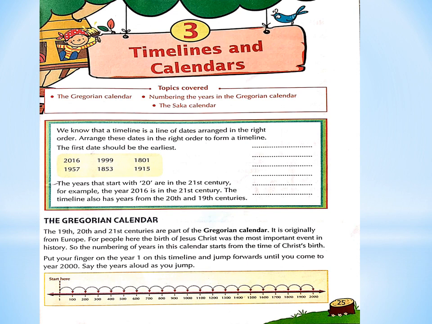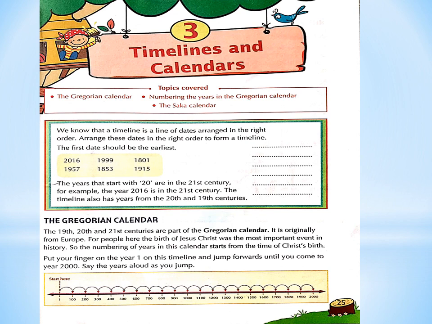For people here, the birth of Jesus Christ was the most important event in history. For all the people in Europe, which is the most important event of history? The birth of Jesus Christ. So the numbering of years in this calendar starts from the time of Christ's birth. Put your finger on the year 1. Can you see? One picture is given at the bottom of page 25.